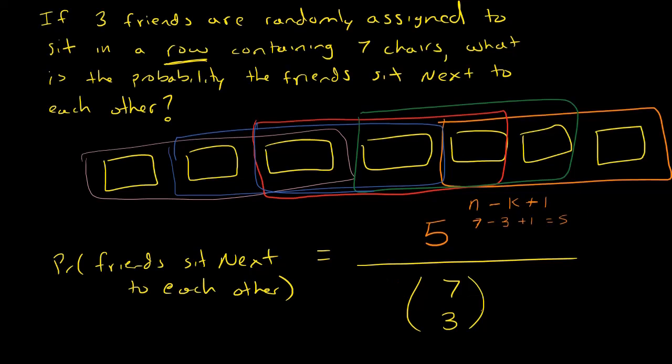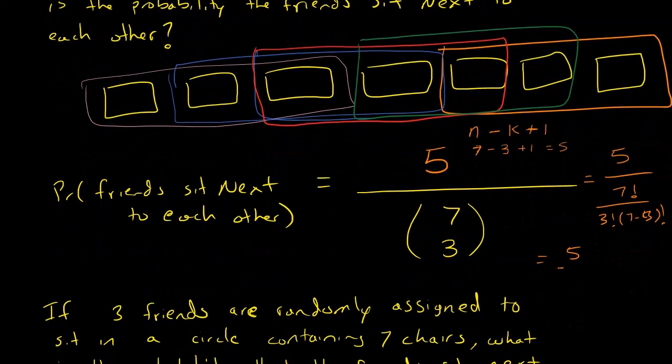Okay, so now how do I calculate this? Let's see, we would have 5 in the numerator. In the denominator, we have 7 choose 3. What is 7 choose 3? That is 7 factorial over 3 factorial times 7 minus 3 factorial, right? So that is 5 over 7 factorial, 3 factorial, 4 factorial. Let me go ahead and scroll down here so I have enough room.